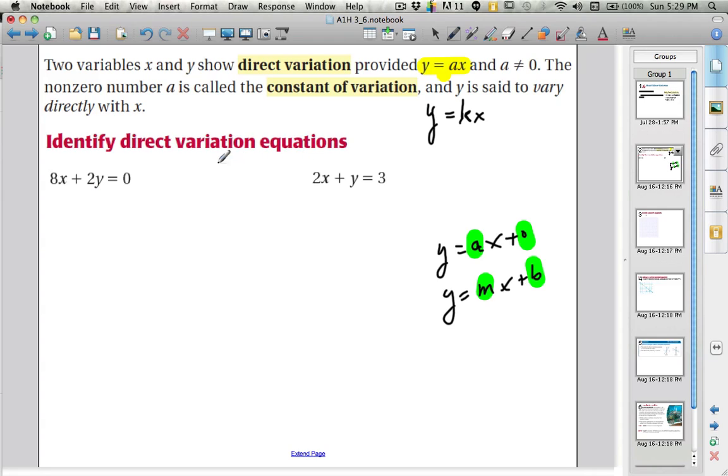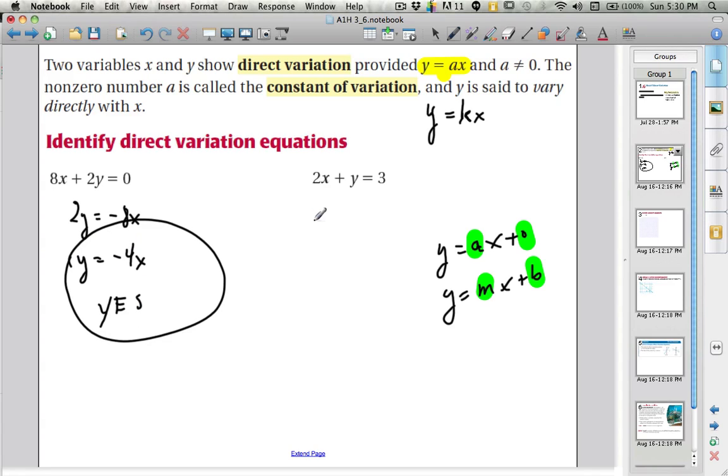If I wanted to check whether this is direct variation, I'm going to try to put it into this form. So I'll have 2y is equal to negative 8x. Then I divide by 2, y is equal to negative 4x. So yes, this is a direct variation model. If I do this one over here, y is equal to negative 2x plus 3. Because my y-intercept isn't 0, no, this is not a direct variation model. It's a little different.